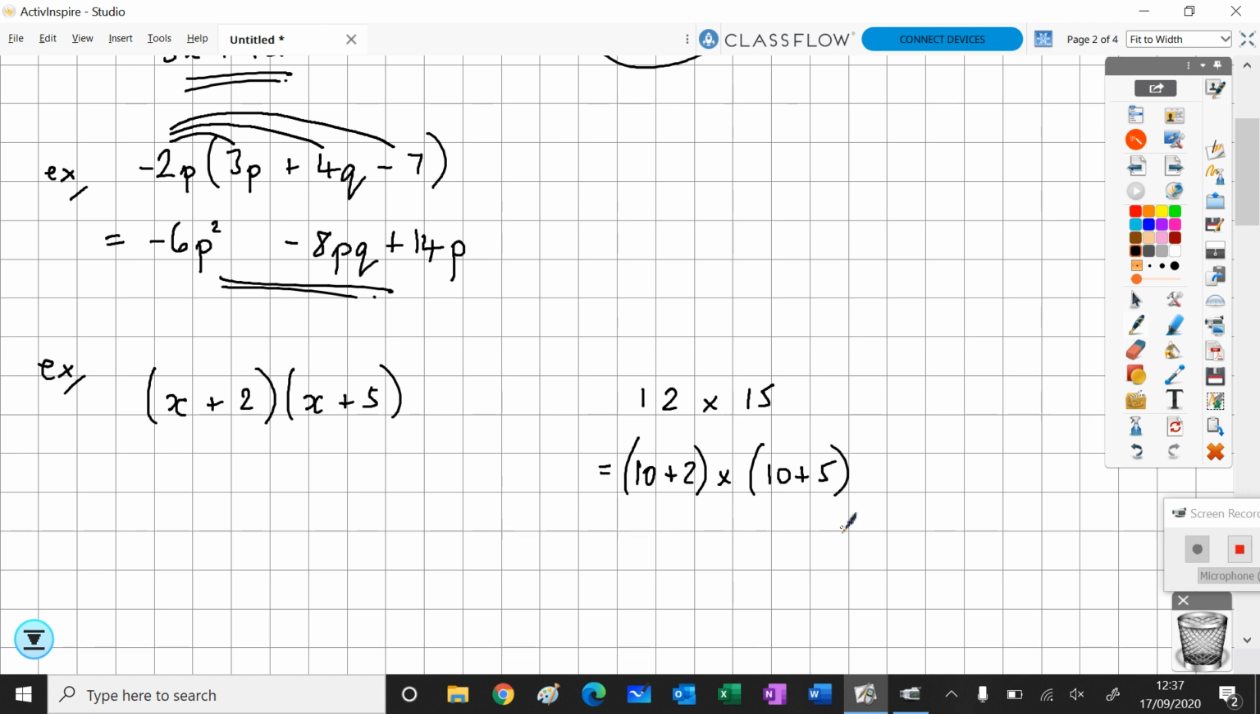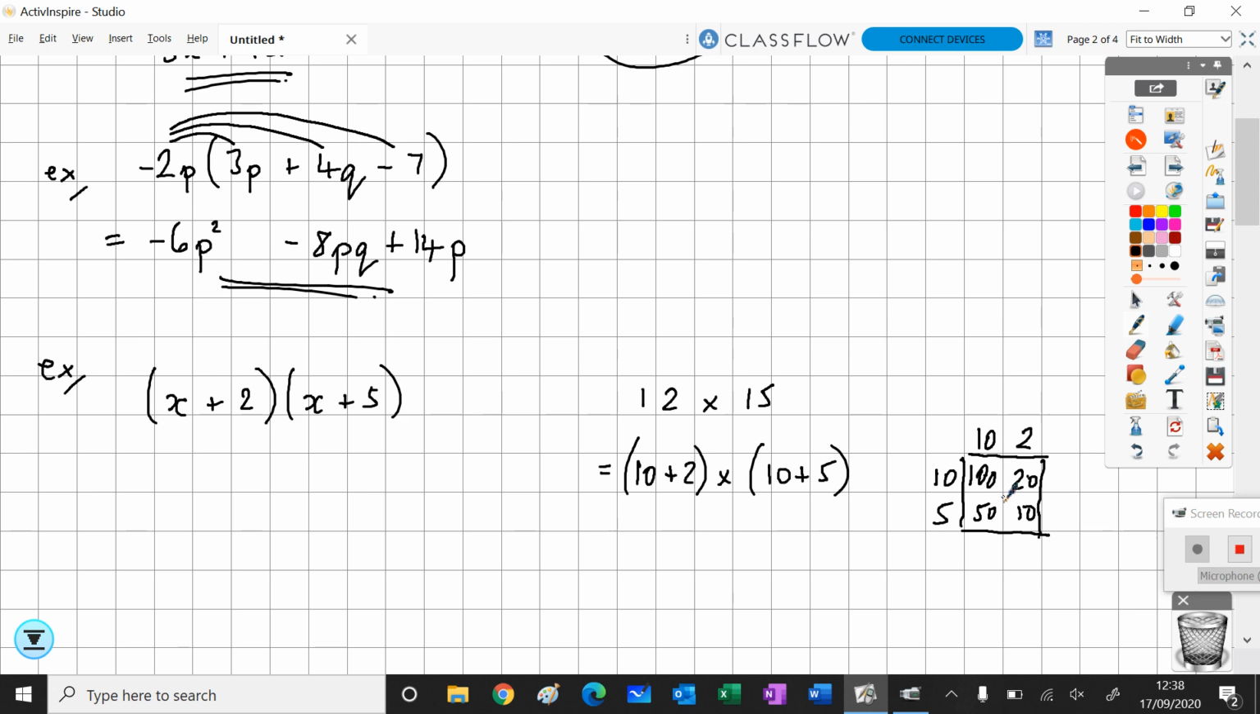And again, we could do a grid system. 10 plus 2 makes the 12. 10 plus 5 makes the 15. And again, a grid system. And you can see that we're going to get 4 sections to our answer. 10 times 10 is 100. 10 times 2, 5 times 10, and 2 times 5. And we would add all of those up to get our answer. But the key thing to notice is there are 4 chunks, 4 elements.